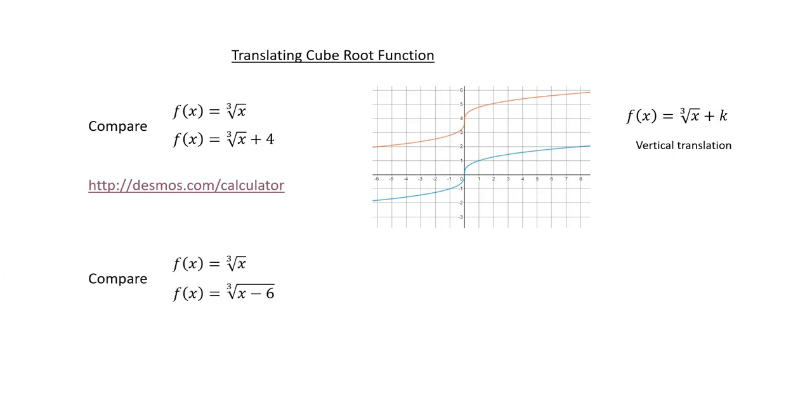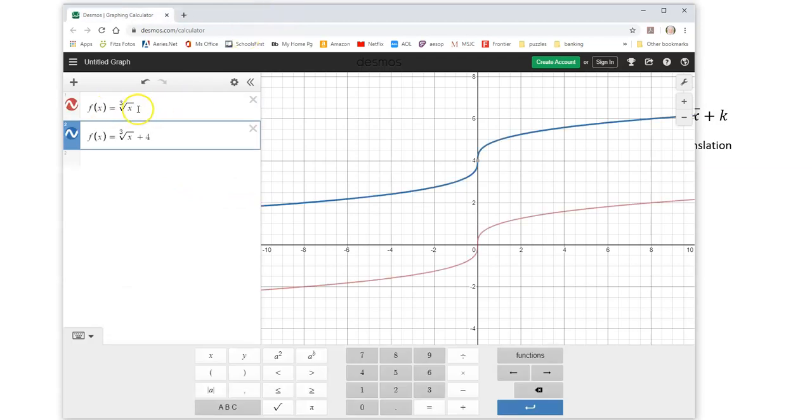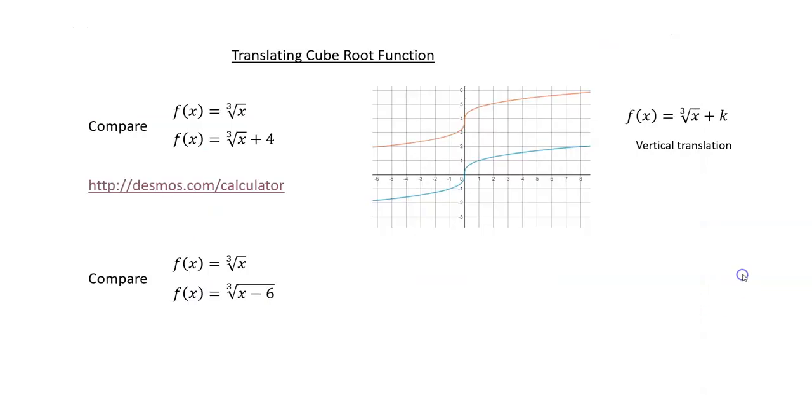Now let's compare f of x equals cube root of x and f of x equals cube root of x minus 6. So we have our original function, f of x equals cube root of x, and now we're going to put minus 6 inside the cube root function. So now we can see that this graph moved to the right 6 units. So by putting in the x minus 6 in the parentheses, it moved the graph to the right 6 units.